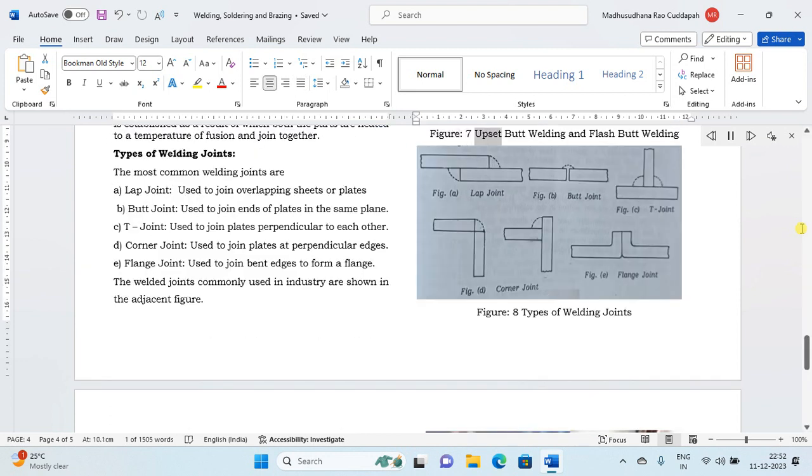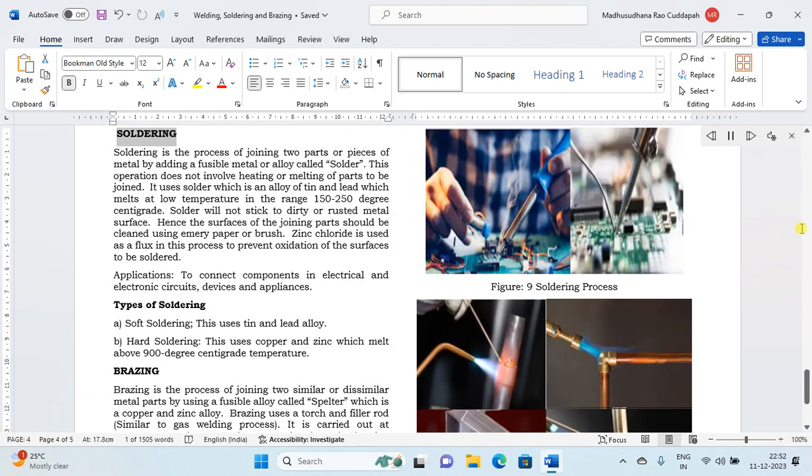Figure 7. Upset butt welding and flash butt welding. Figure 8. Types of welding joints. Soldering. Soldering is the process of joining two parts or pieces of metal by adding a fusible metal or alloy called solder. This operation does not involve heating or melting of the parts to be joined.